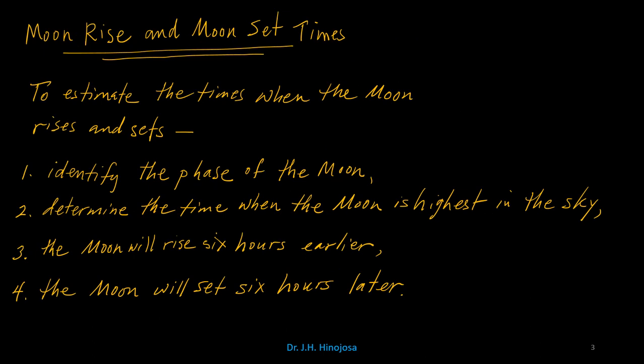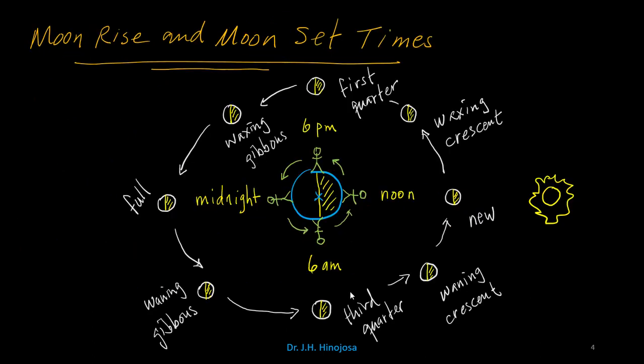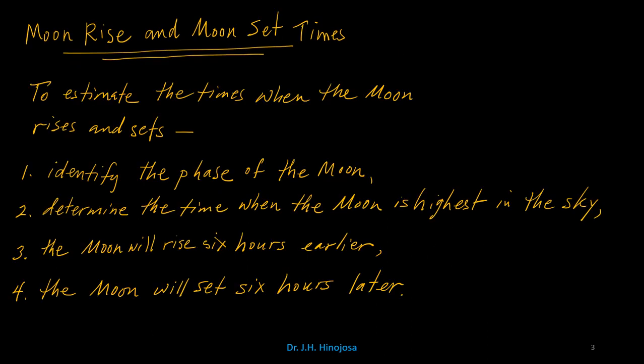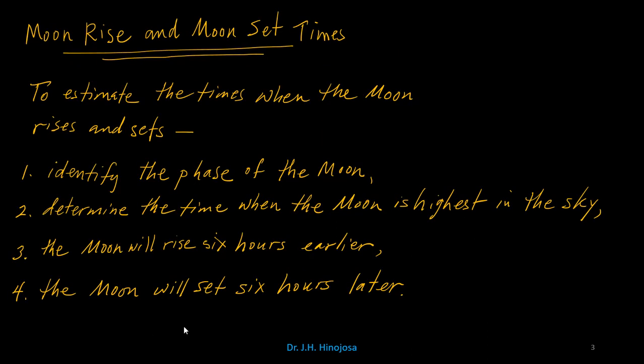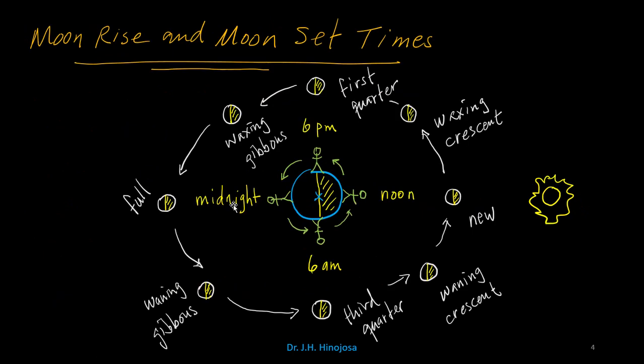Next, we determine the time when the moon is highest in the sky. So at what time is the moon highest in the sky during full moon? Well, it would be at midnight. Next, the moon will rise 6 hours earlier. So 6 hours earlier from midnight, it would be 6 p.m. And it would set 6 hours later, 6 hours after it was the highest in the sky. So 6 hours after that would be 6 a.m.